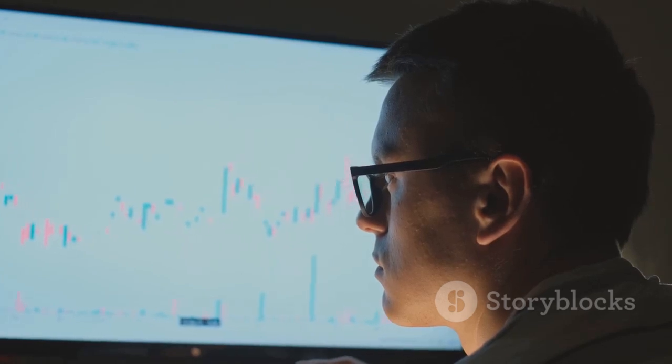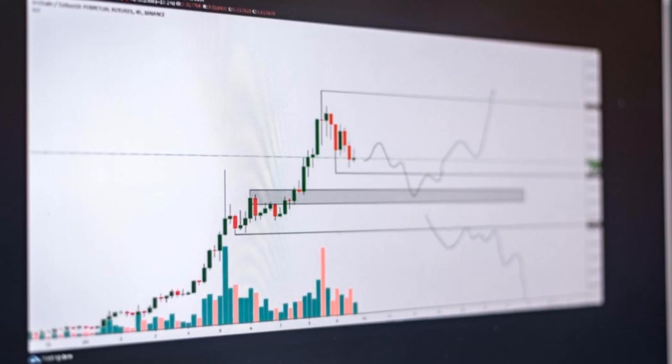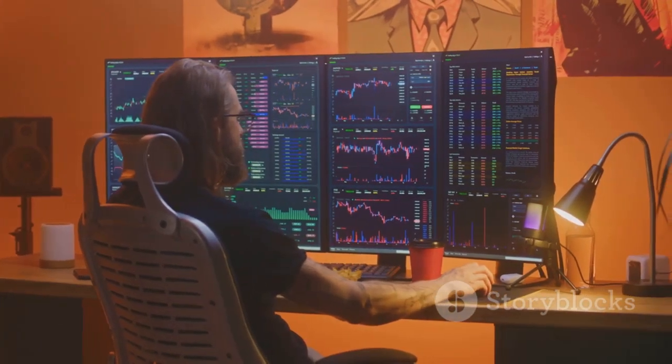However, remember that support and resistance are not foolproof. Sometimes the price breaks through these levels. That's why traders use other tools and indicators to confirm their decisions.